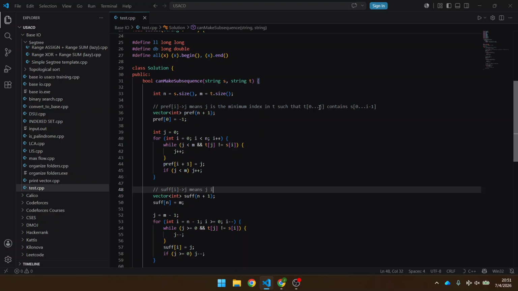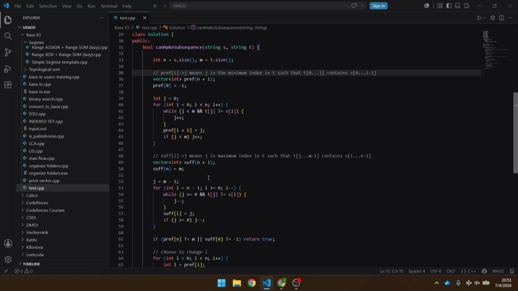Suff I means J is the maximum index in T such that T from J to n minus 1 contains S I to n minus 1. Okay. So let's just say we have these, right? Let's just say we have pref and suff. What do we do now, right?